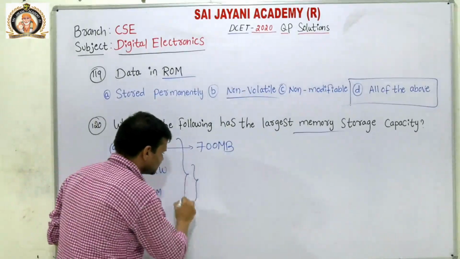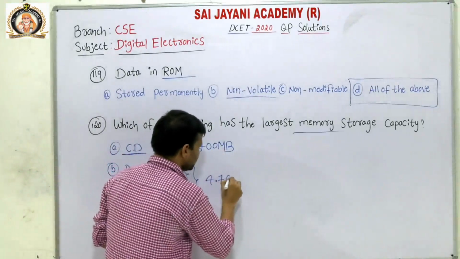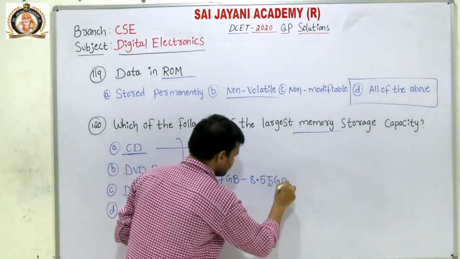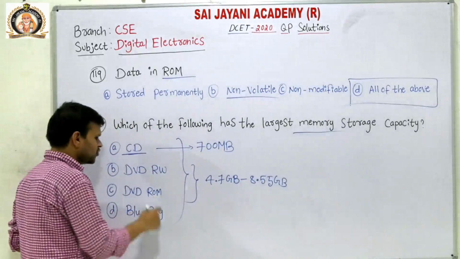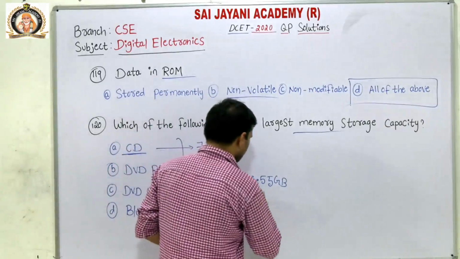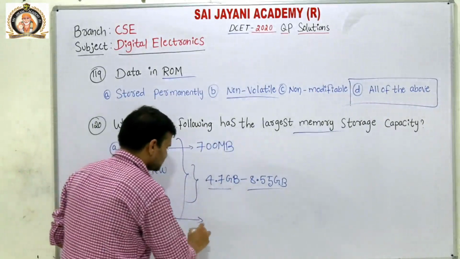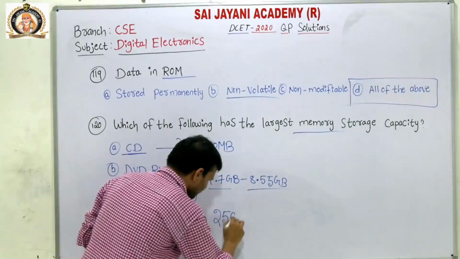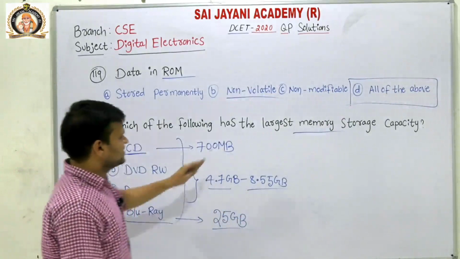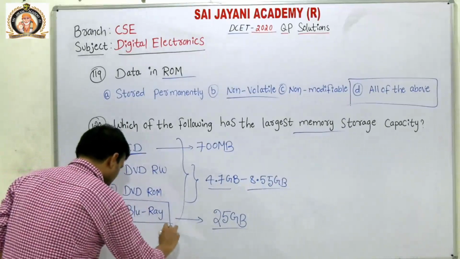And both storage capacities are 4.7 GB to 8.55 GB. That means DVD-RW and DVD-ROM have the storage capacity of 4.7 GB to 8.55 GB. The last one, that is Blu-ray, its storage capacity is 25 GB. So for question number 120, the largest memory storage capacity is option D, Blu-ray, the right answer.